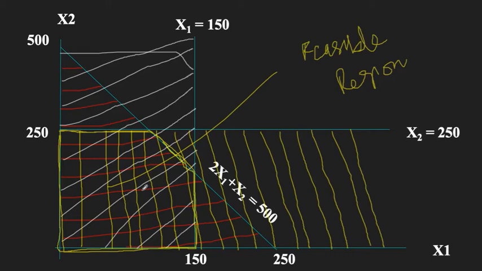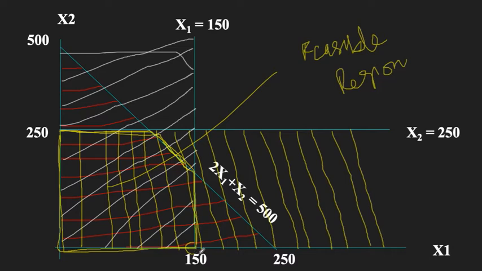red, green and red, then yellow and red, yellow and white. All these lines are present in this quadrant only. If you see here, you will not find red. If you see here, you will not find this white line. So in this area only we are finding all these lines, and this area is called the feasible region.